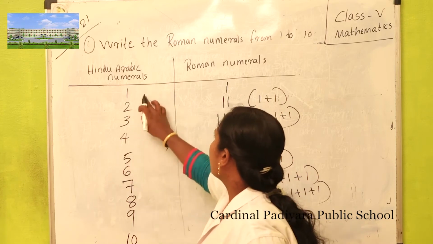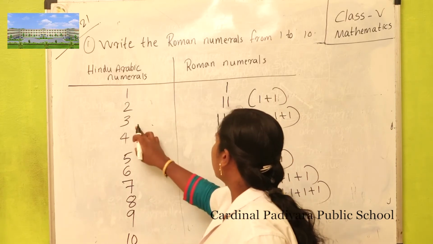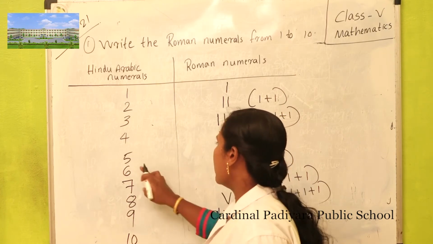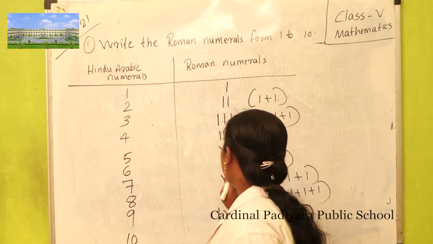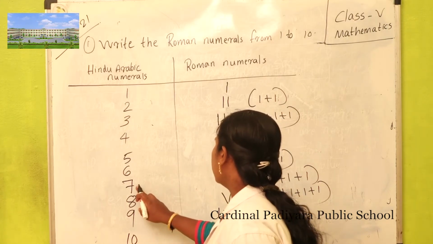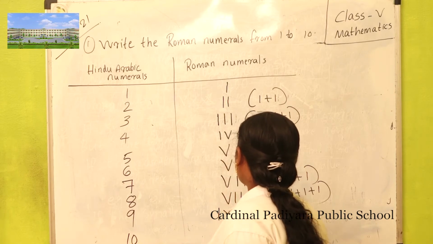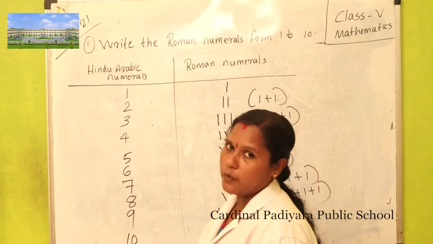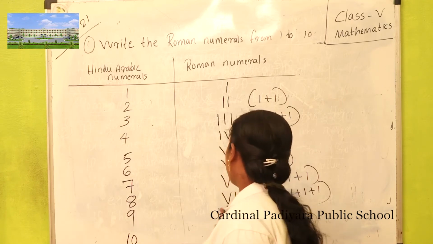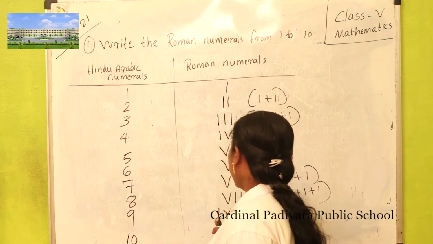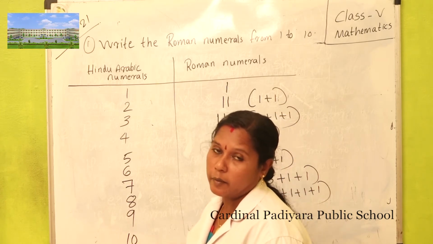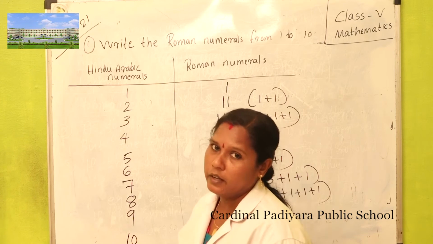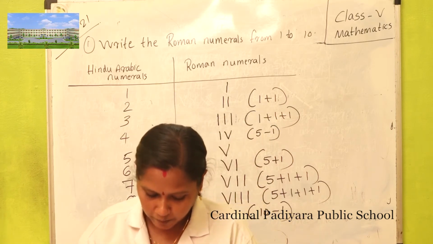Is it clear? 1 I, then 2 II, 3 III, then 4 IV. That means 5 minus 1. 5 V, 6 VI, 5 plus 1. Then 7 VII. That means 5 plus 1 plus 1. Then 8 VIII. That means 5 plus 1 plus 1 plus 1. 5 plus 3, 8. Then 9 IX. That means 10 minus 1, 9. Then last, 10 X. Okay.